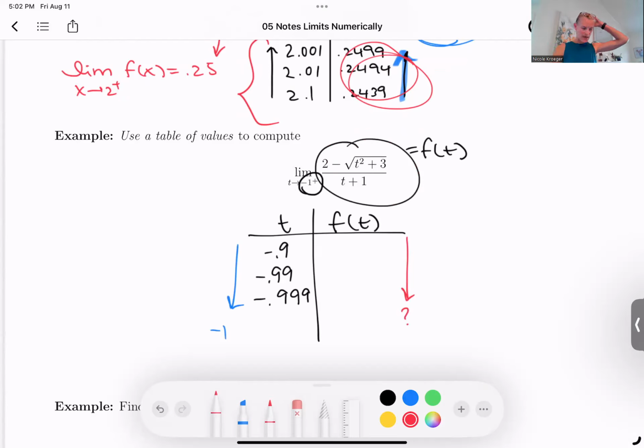Okay. And so let us put this back in our calculator. So once again, you should try this. So I'll share my screen.